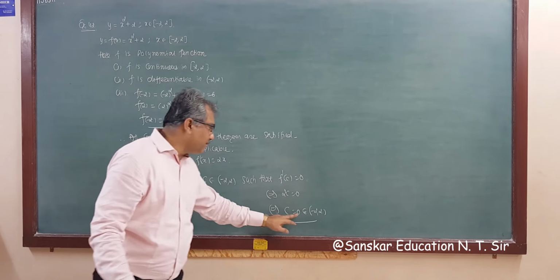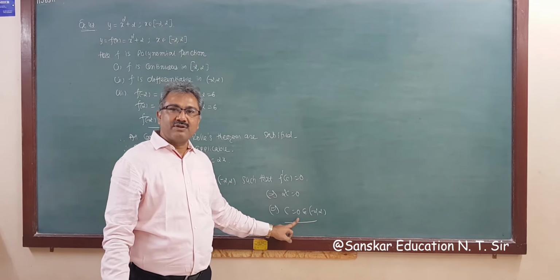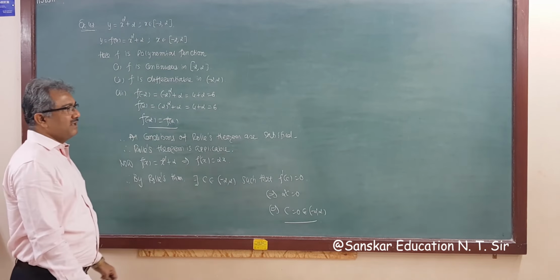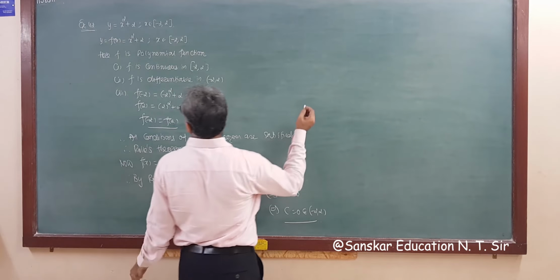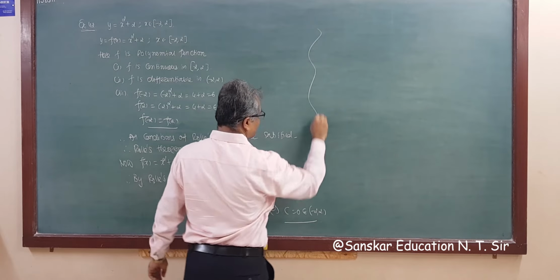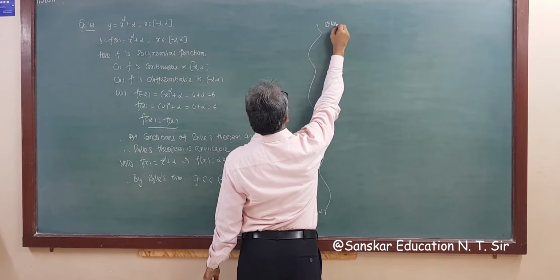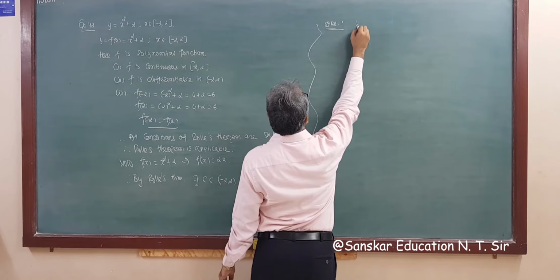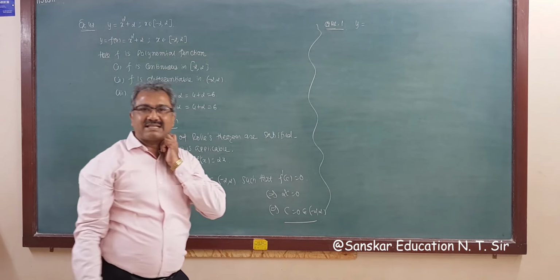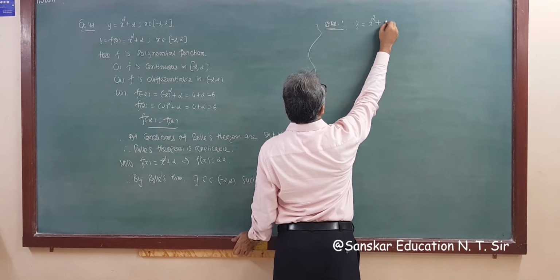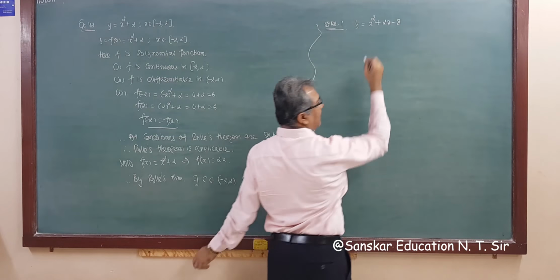So at this point all conditions of Rolle's theorem are satisfied. So this is C, right? Now the second question, this is example 42. From textbook exercise 5.8, question number 1, y is equal to x square plus twice x minus 8, right?